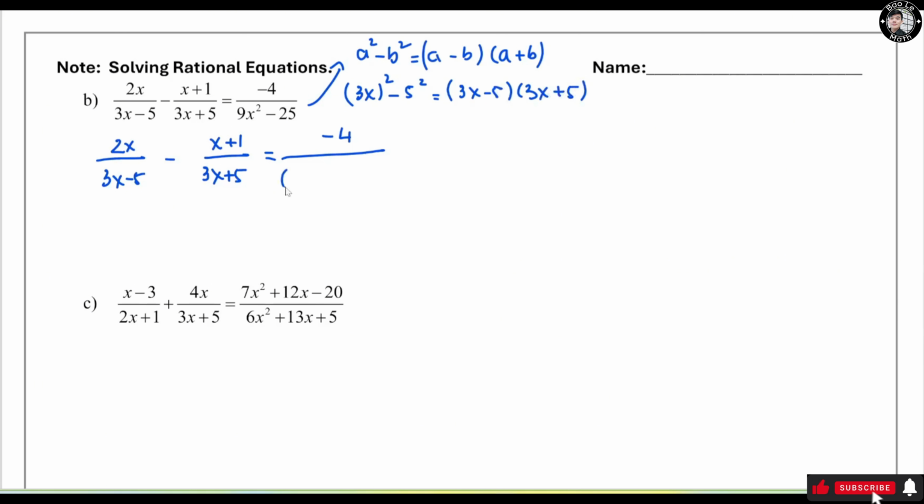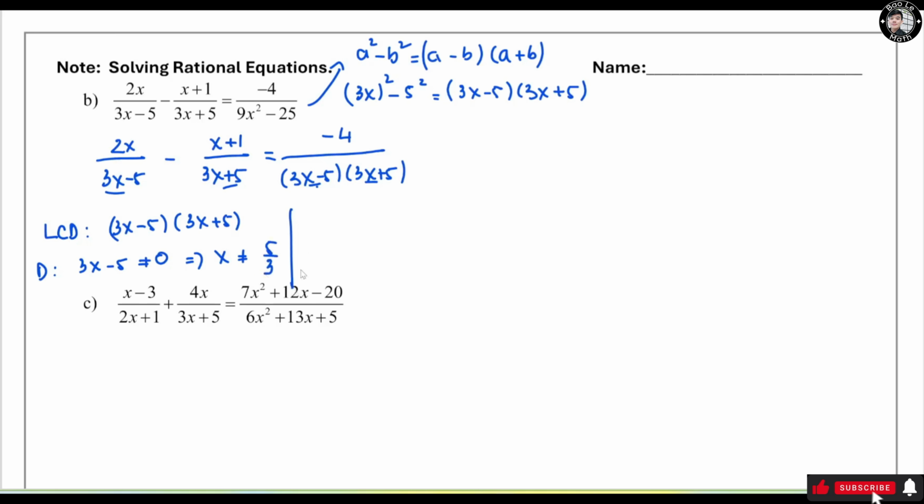So we're going to put this over here. We have the LCD, which is 3s minus 5 up here one time, times 3s plus 5, which is this factor and this factor right here. Now we need to find the domain. We just let 3s minus 5 not equal 0. We solve for s, so s is not equal to 5 over 3. The second one, 3s plus 5 not equal to 0, so s is not equal to -5 over 3.